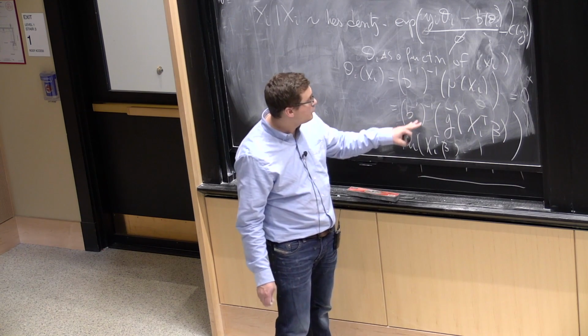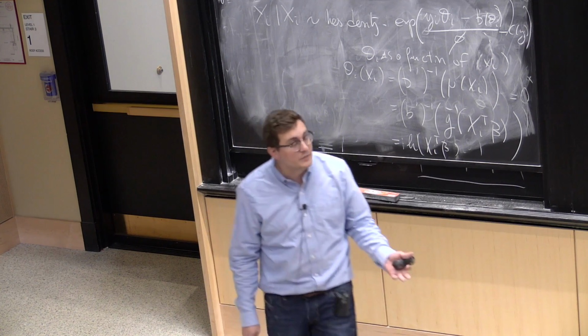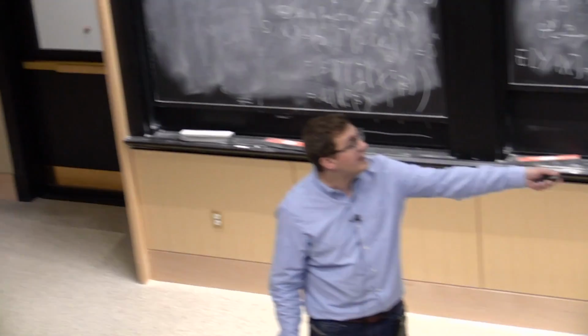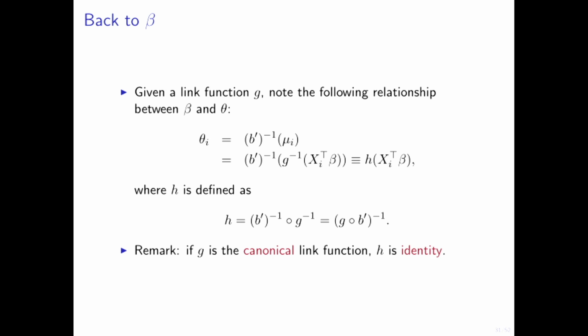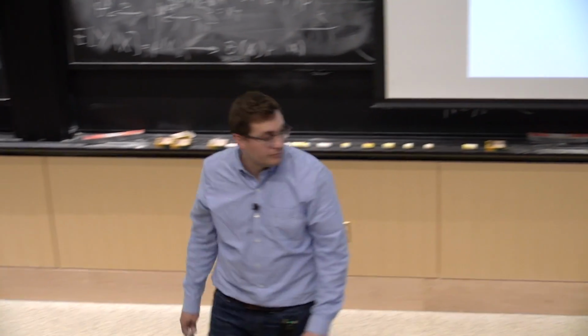So now when I have b prime inverse of g inverse, this function is a bit annoying to say, so I'm just going to call it h. And when I do the composition of two inverses, it's the inverse of the composition of those two things in the reverse order. So h is really the inverse of g composed with b prime, g of b prime inverse.